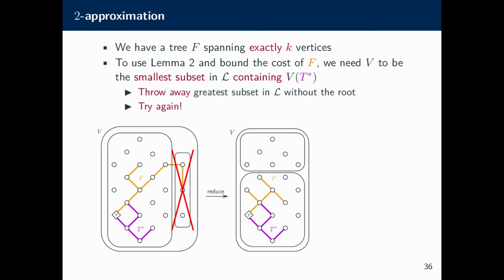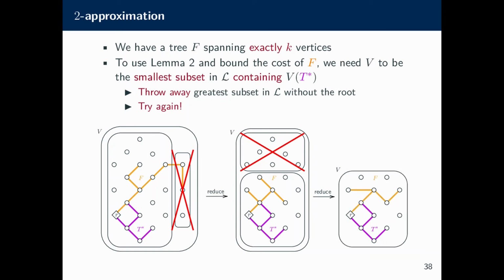Trying a second time, if we fail to satisfy the criteria again, we can delete a subset without the root and reduce the instance once more. Because we delete at least one vertex per reduction, at some iteration we must satisfy the criteria.